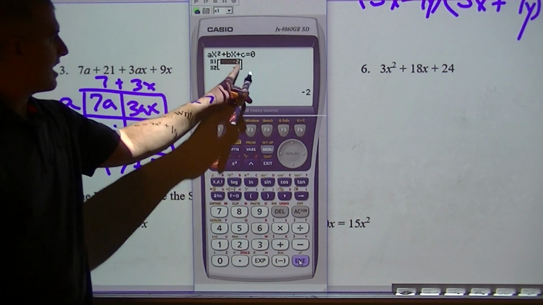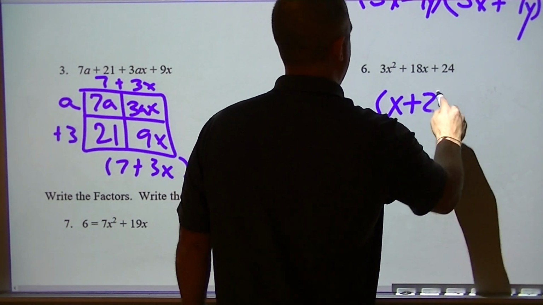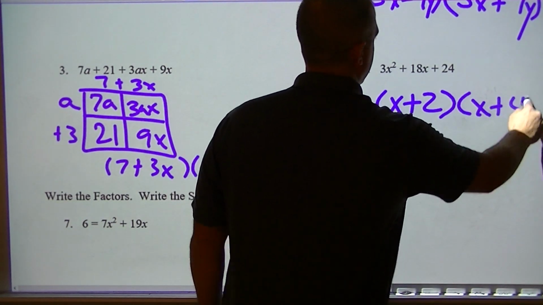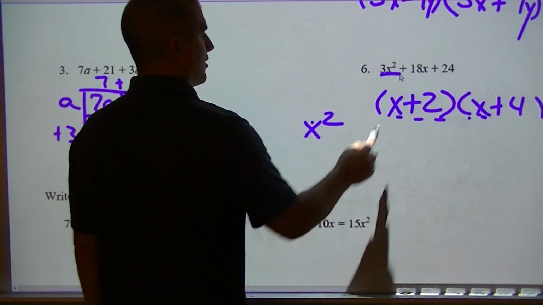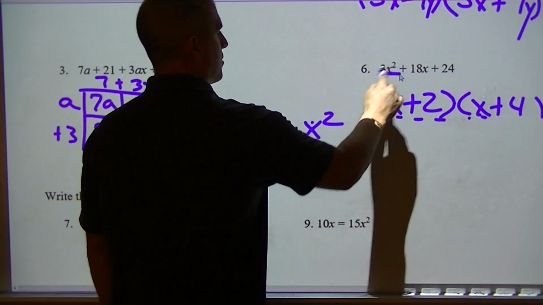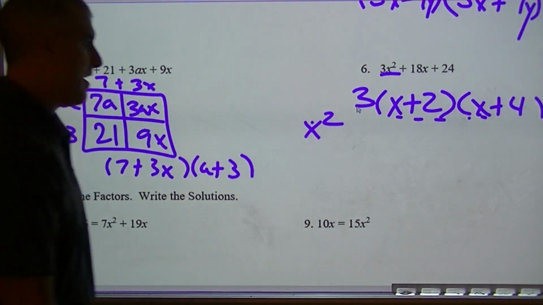This one I would type in as 3, 18, 24. So I got negative 2 and negative 4. So that's going to be x plus 2 and x plus 4 when I change the signs. Now watch, when I multiply those, I get x squared. And if I notice, I have 3x squared. So the only way to go from x squared to 3x squared is to have an additional multiplier of 3. So those are going to be my factors.